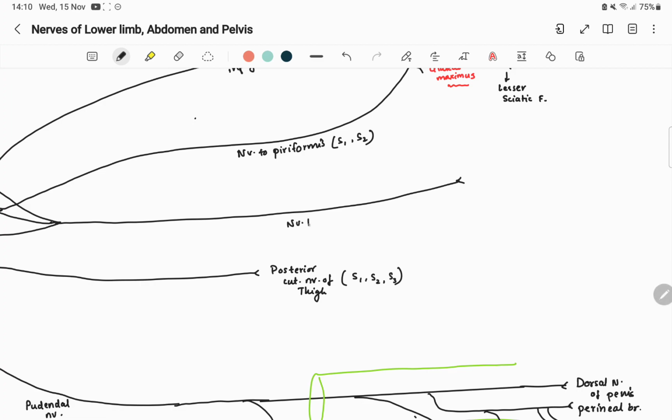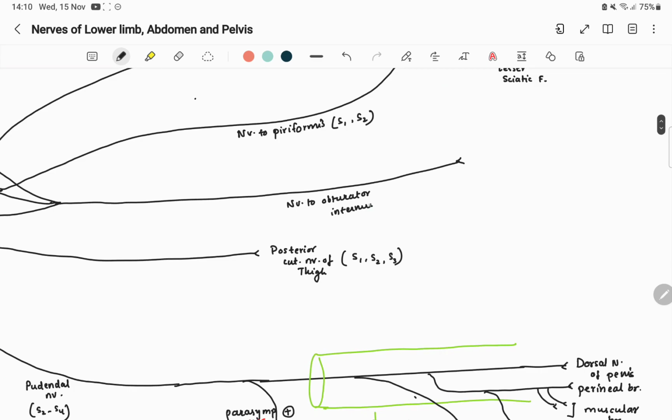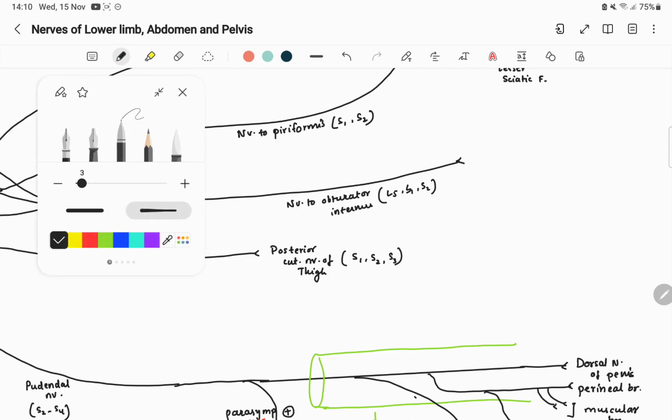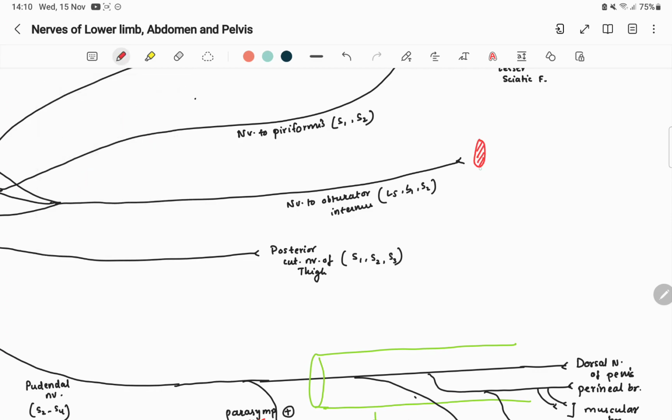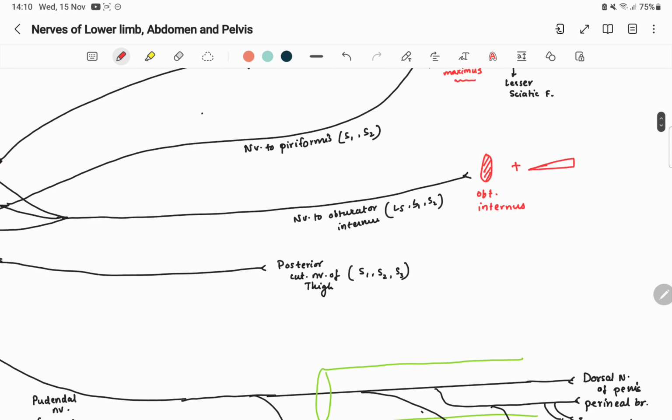This is called the nerve to obturator internus, and the root value is L5, S1 and S2. This will supply your obturator internus muscle plus your gemellus superior.